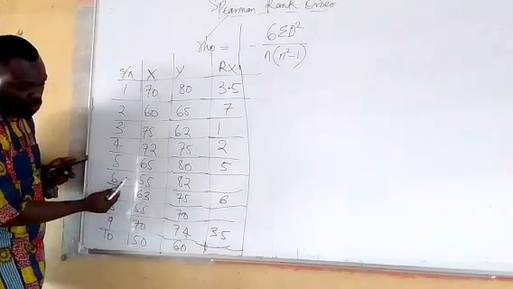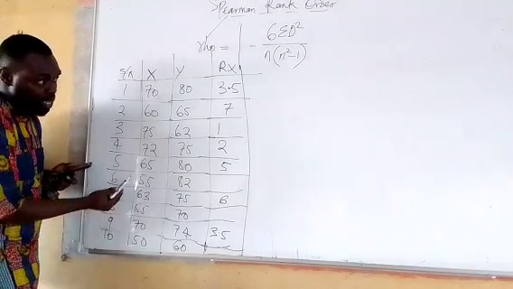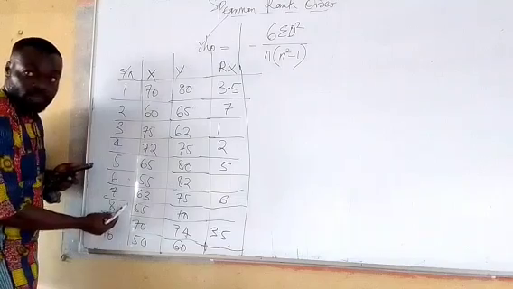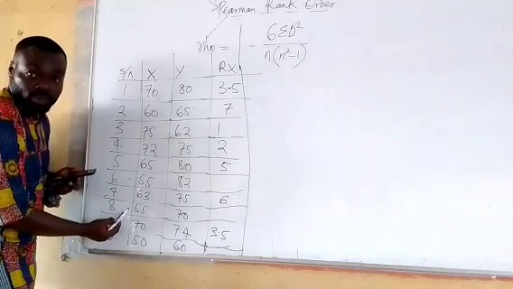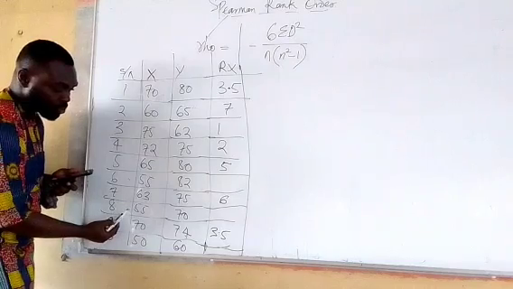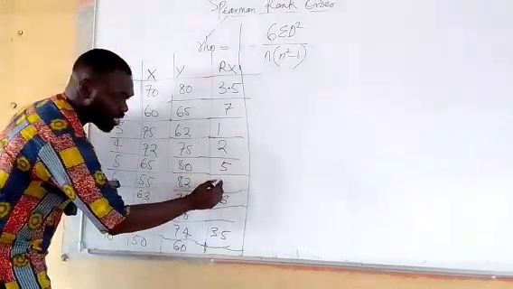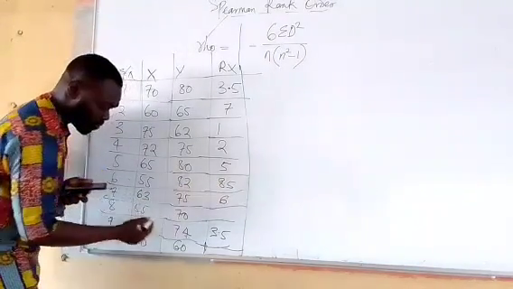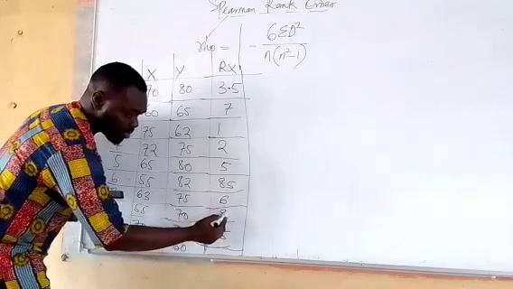55, right? 55 came 2 times. There's a tie here, so we have 8 and 9. So 8 plus 9 is how many? Punch your calculator. 17. 17 divided by 2 is 8.5. So we are giving 8.5 to this person and 8.5 to this person.